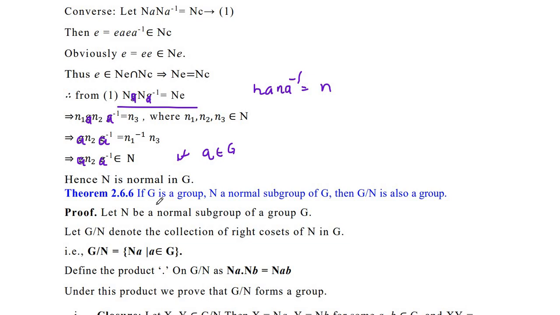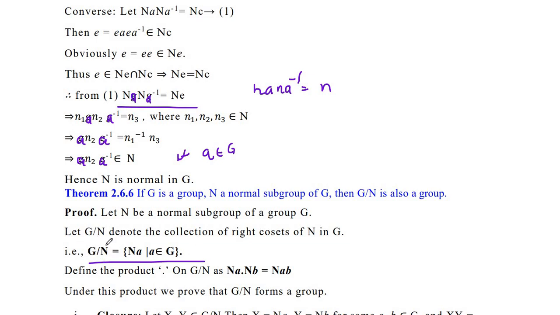Next we have this theorem: if G is a group and N is normal in G, then G mod N is a group, and that is called the quotient group. So let N be normal in G. G mod N, this has to be read as either G by N or G mod N, is the correct way to read it. G mod N is the collection of all right cosets of N in G. This is how we denote it mathematically.